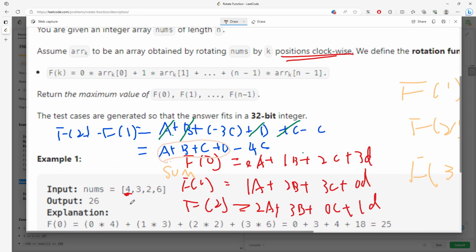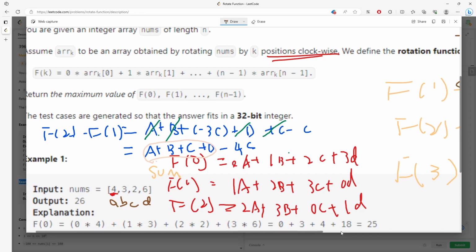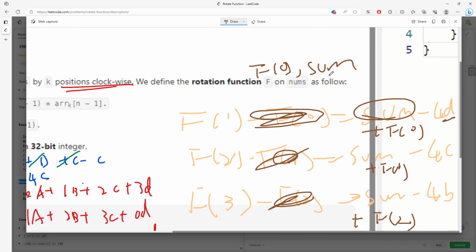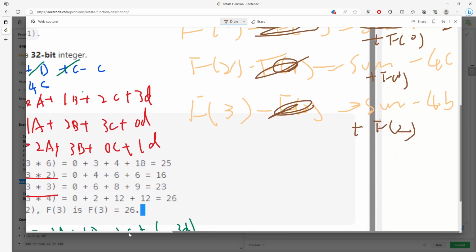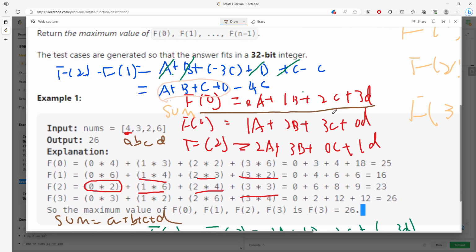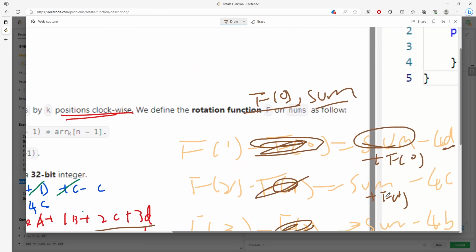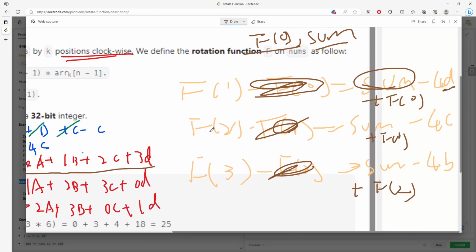This is A, B, C, D. If D is given, then we don't need to calculate it, right? But we need to calculate the sum. We need to calculate f of 0, and f of 0 is super straightforward. What does f of 0 represent? 0A plus 1B plus 2C plus 3D, sorry. Alright, so we need to keep updating for each f of I, so it will be in a for loop for sure, right?